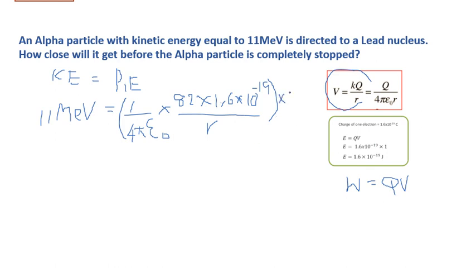right? Now the charge of alpha particle, 2 into 1.6 into 10 to the power minus 19 coulomb, right? Now we'll convert 11 mega electron volts to joules. Since it's mega, it has to be 10 to the power 6 electron volts. So 1.6 into 10 to the power minus 19.